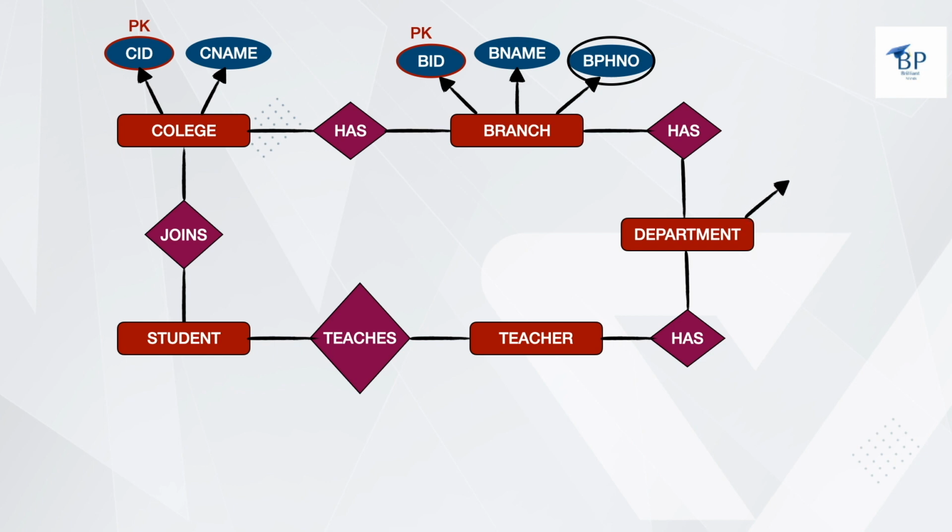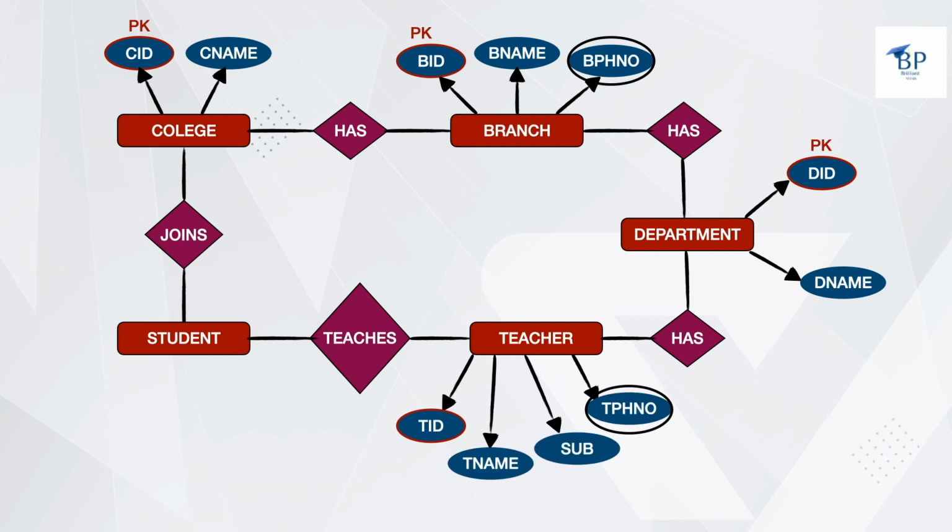Next, branch has department. Department attributes we have to find. What are the attributes for department? Department ID and department name. Next, department has teacher. What are the attributes for teacher? Teacher ID, teacher name, teacher department and teacher phone number. And finally we have teacher teaches student. Now what are the attributes for student? Student ID, student name, student age, marks, phone number. These all are the attributes for student.